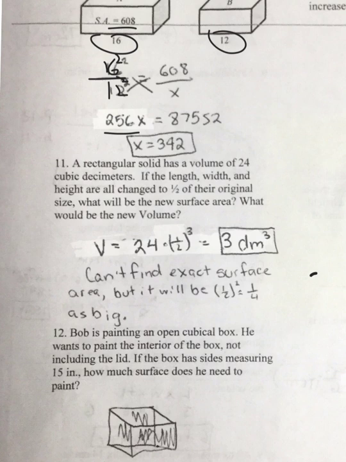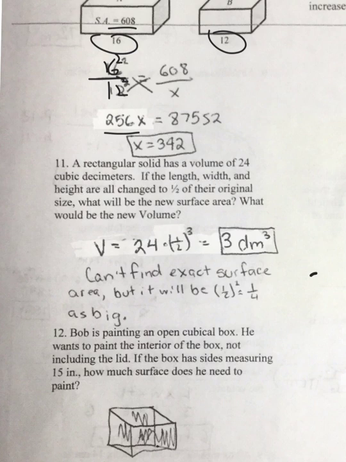11, a rectangular solid has a volume of 24 cubic decimeters. If the length, width, and height are all changed to half the original size. So I mentioned this before in a previous problem, but notice we're changing all three dimensions the same. They're all being half as big, cut in half.